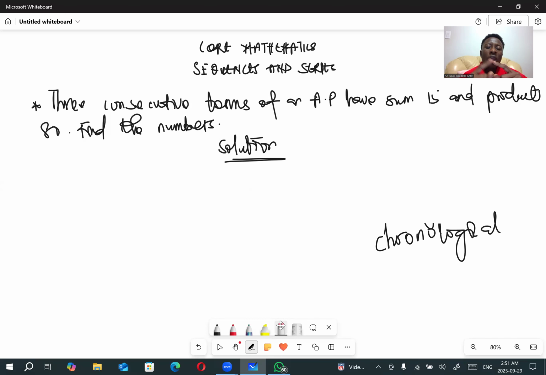So now read the definition for consecutive. Read the definition for consecutive, then we can talk about this. Following each other continuously. I'm giving you less than 1 minute. Think about it, 30 seconds. Following each other continuously.